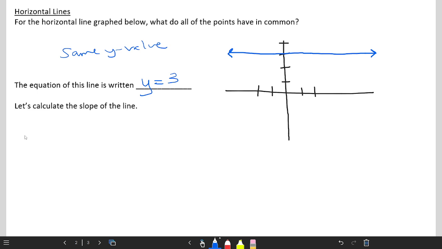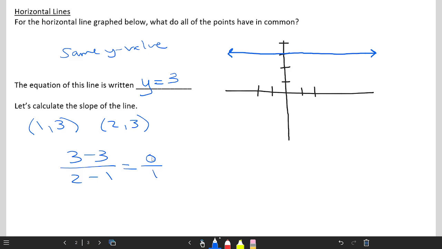And then similarly, you don't have to memorize what the slope of a horizontal versus a vertical line is because you can calculate it if you pick a couple points on the line, like (1, 3) and (2, 3), for example, and just use your slope formula. So subtract the y's in the numerator, subtract the x values in the denominator. You get 0 over something that's not 0, which is equal to 0.